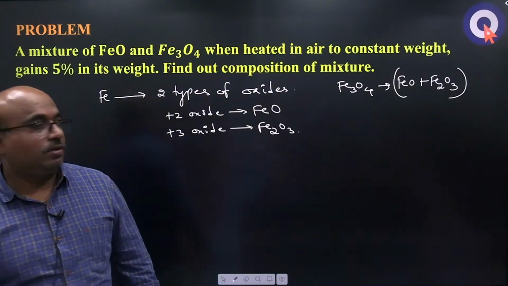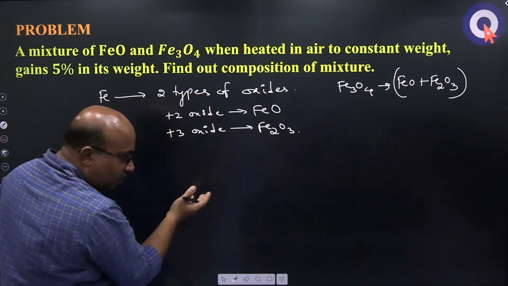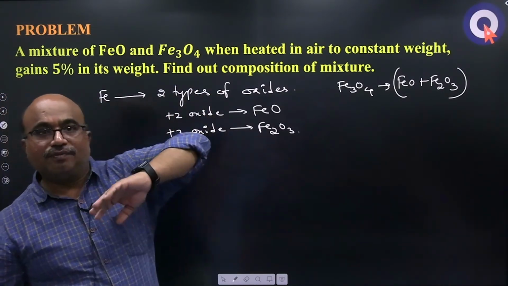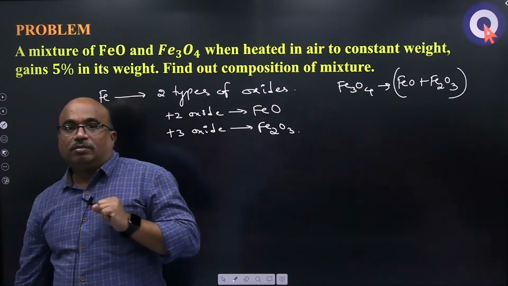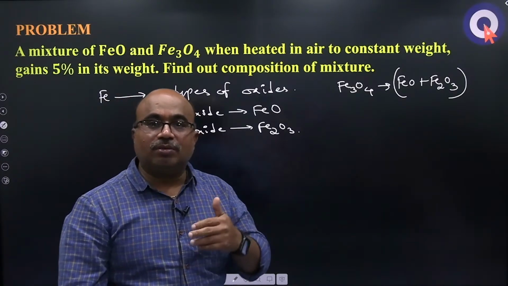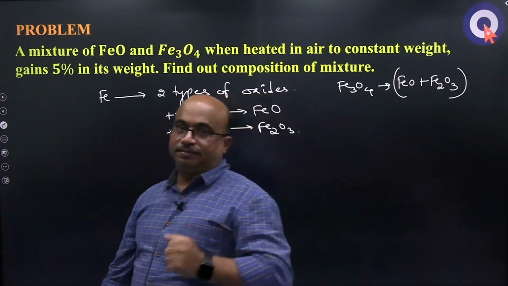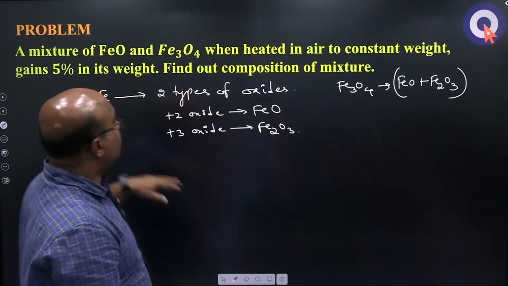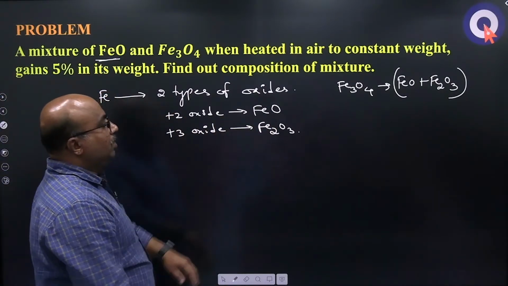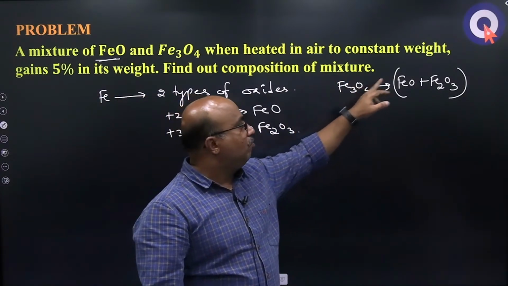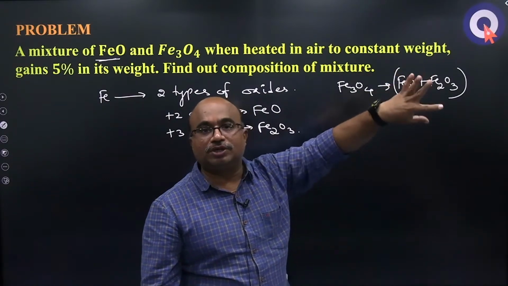Clear? But when we just try to react with air, what may happen? That FeO tries to convert, meaning Fe+3 is more stable than Fe+2. Any iron oxide will try to completely convert into Fe2O3. This FeO changes to Fe2O3. Whatever FeO is there in this Fe3O4 mixture also changes into Fe2O3.